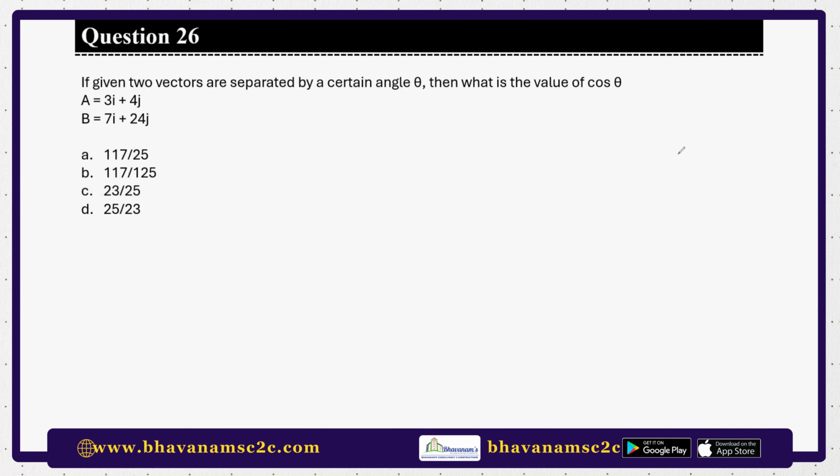So what they ask is, if two given vectors are separated by a certain angle theta, then what is the value of cos theta? Here they are not asking us to find the value of theta. They are asking us to find the value of cos theta. And what are the vectors they have given here? A equal to 3i plus 4j and b equal to 7i plus 24j. This is a two-dimensional vector.